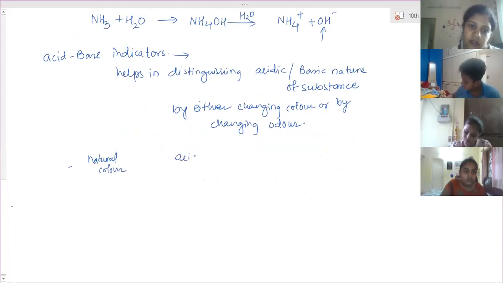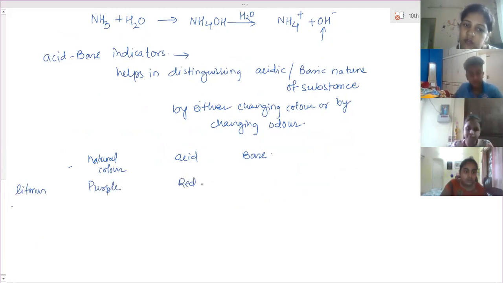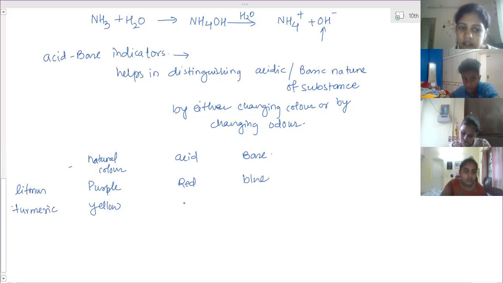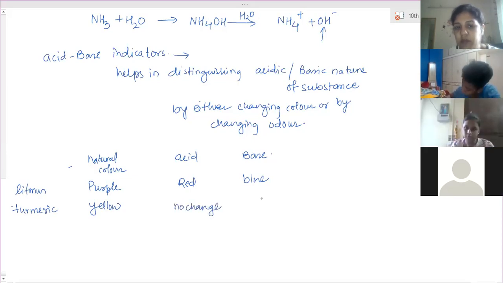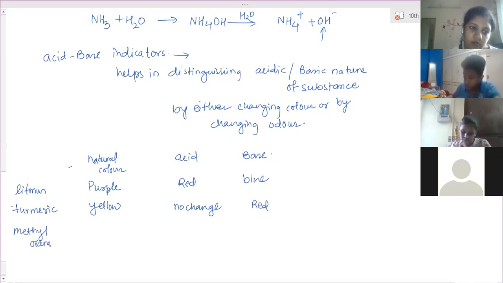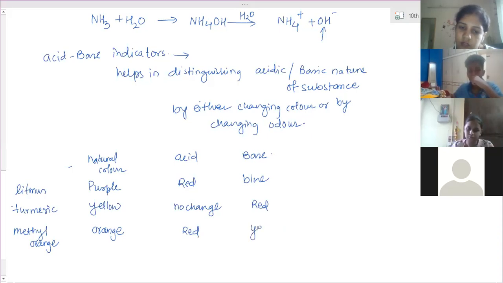For color change, we note the natural color, color in acid, and color in base. In litmus, the natural color is purple. In acid, the color changes to red. In base, it changes to blue. Turmeric: original color yellow. In acid, no change. In base, reddish brown. Then methyl orange: original color orange. In acid, red. In base, yellow.